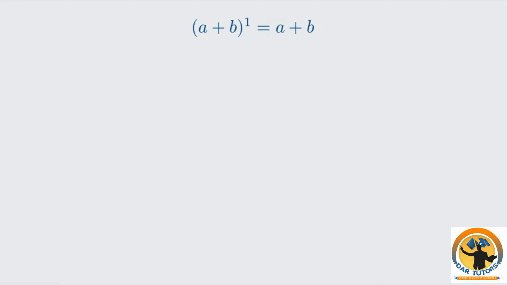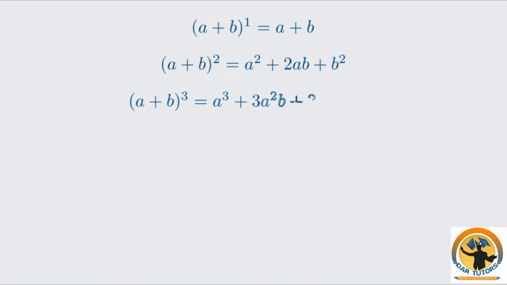Next, the second power, which you might recognize. (a + b) squared is a squared plus 2ab plus b squared. And we've just seen the third power. (a + b) cubed is a cubed plus 3a squared b plus 3ab squared plus b cubed. Now, let's investigate the patterns in these expansions. This is a crucial step in understanding the general principle.